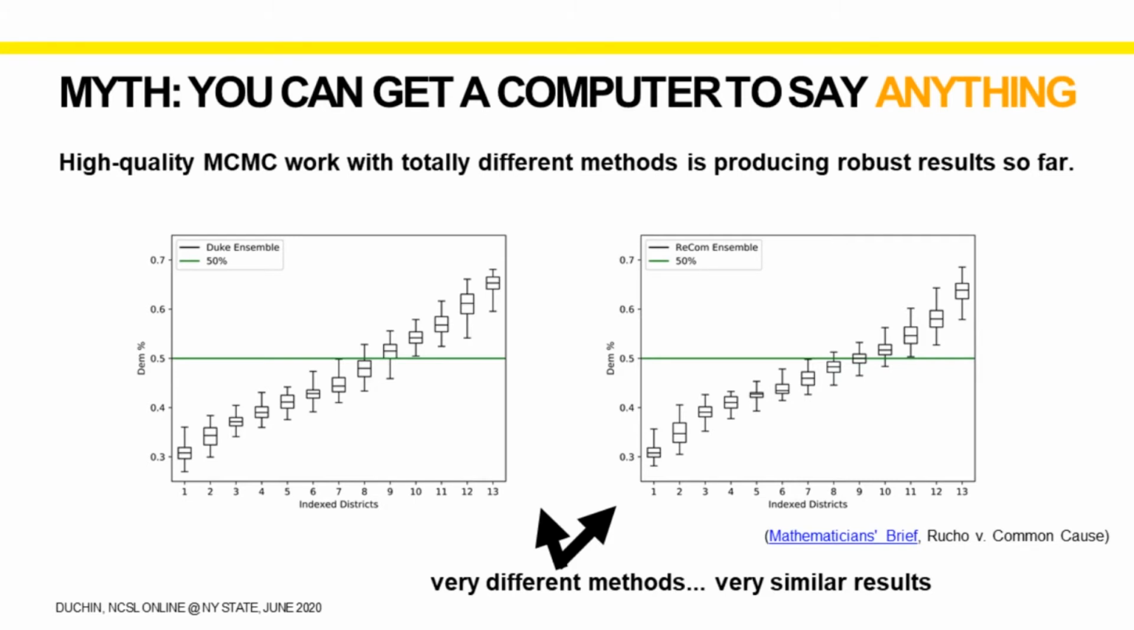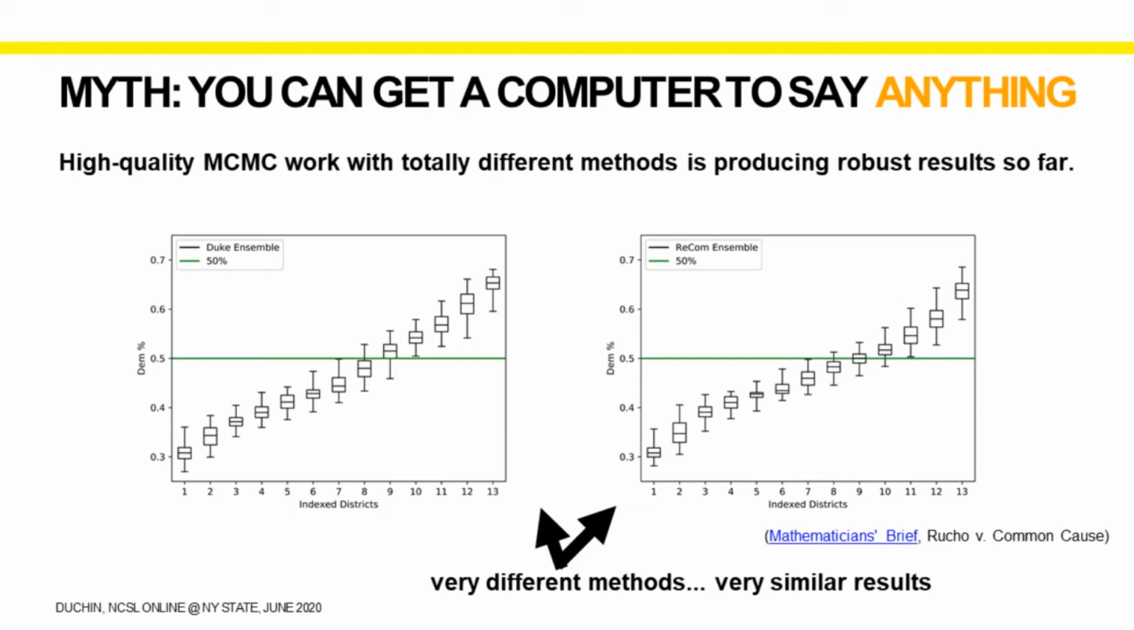Okay, so the next so-called myth that I want to address is that you can get a computer to say anything. In other words, if my team does this with one set of reasonable methods, I'll tell you one thing. Another group does it also reasonably, and they get a totally different answer. Or even in a legal setting, you might have the witnesses for the two sides, for the plaintiff and the defense, doing something similar but getting different answers. And the good news is that so far this does not seem to be the case.